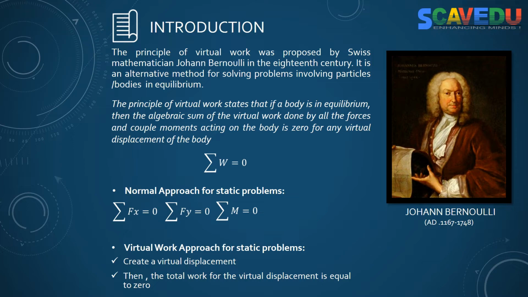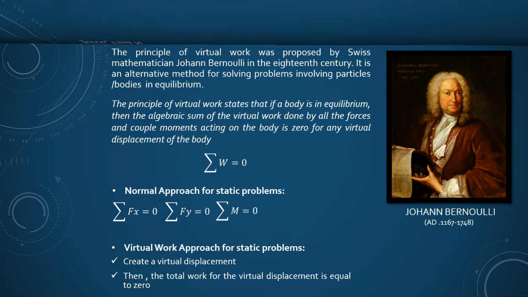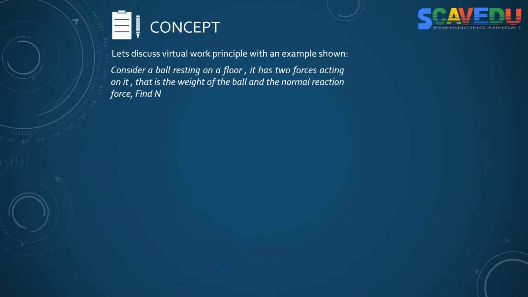Now this concept will be very clear if we describe it with the help of an example. So let's consider a very basic example. Consider a ball resting on a floor. This ball has its own weight acting downward, that is one of the forces. And because the ball is resting on the floor, there will also be a reactive force. So this ball is in equilibrium, it is not moving. Obviously we know that the normal reaction value should be equal to the weight.